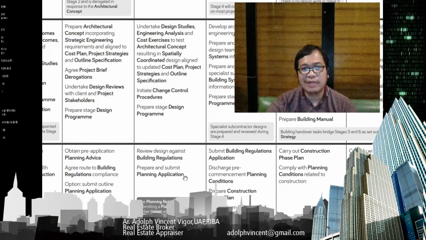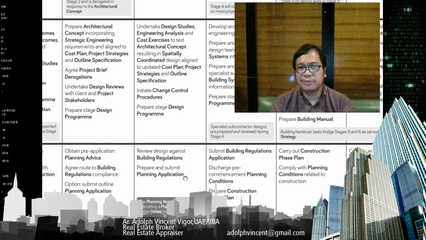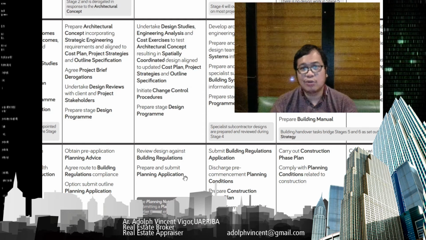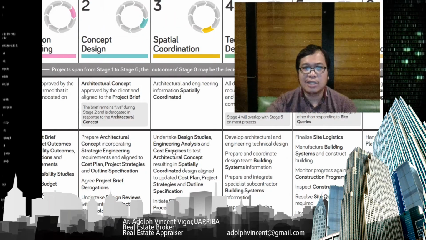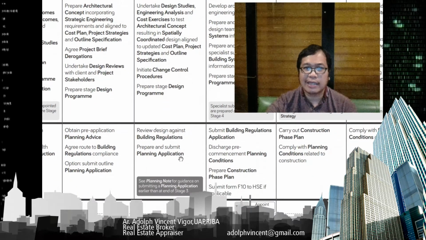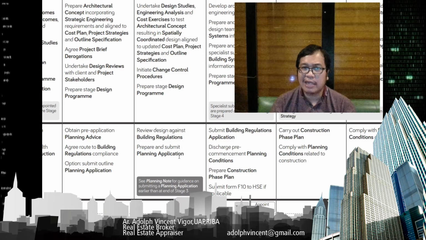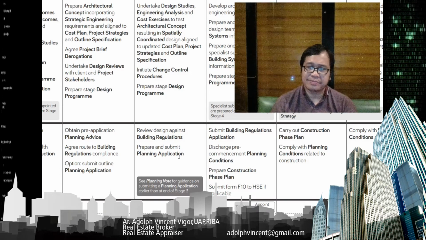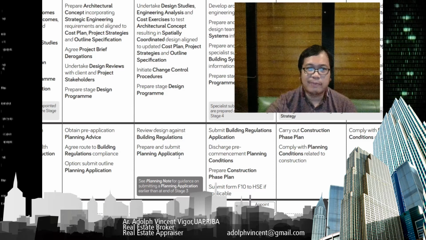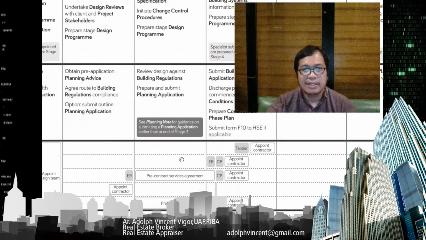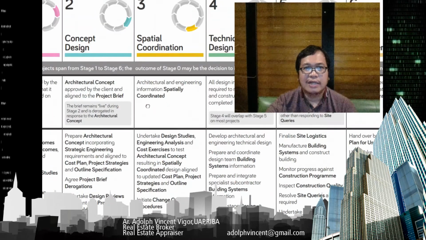Here you're going to review the design against building regulations. At stage 2, you already have the design concept. Here at stage 3, you're going to review the design against building regulations because there are instances where the design concept might not be compliant as per code, so you have to change something. Then you need to prepare and submit the planning application. So that's for stage 3.